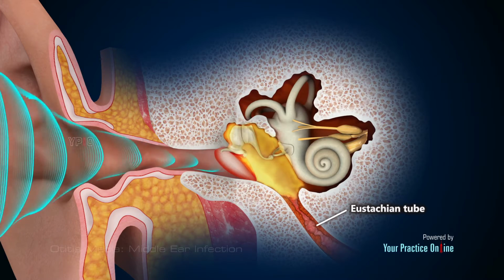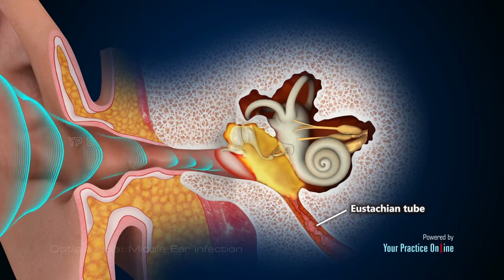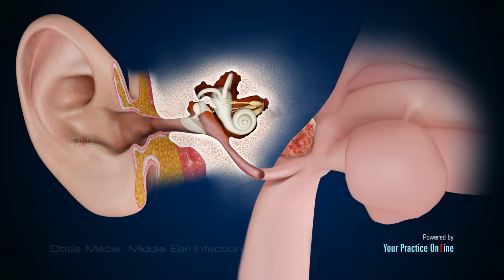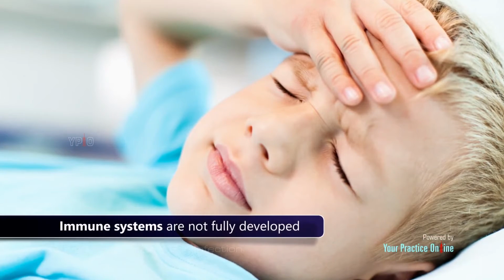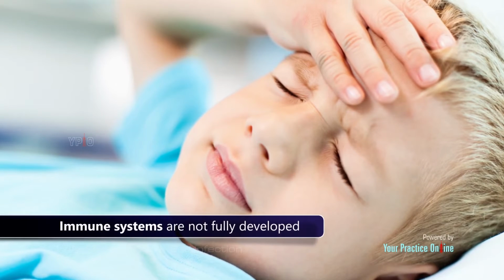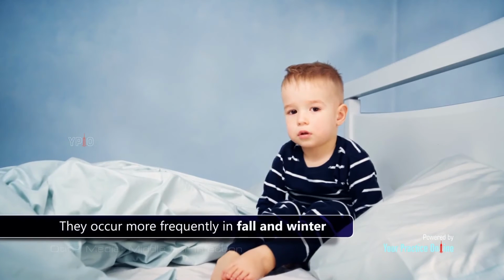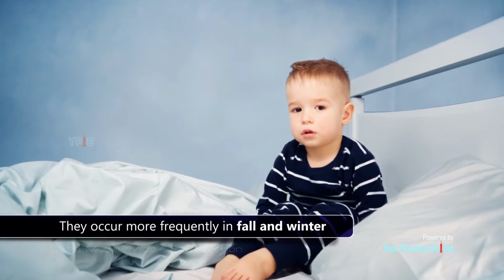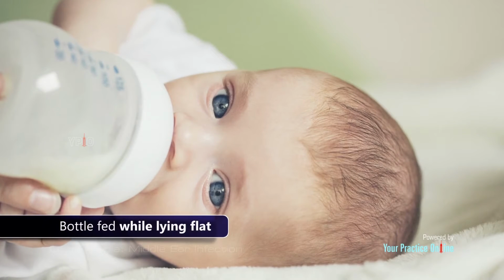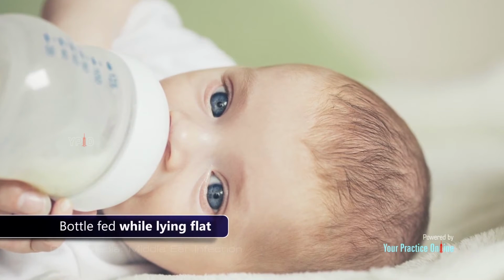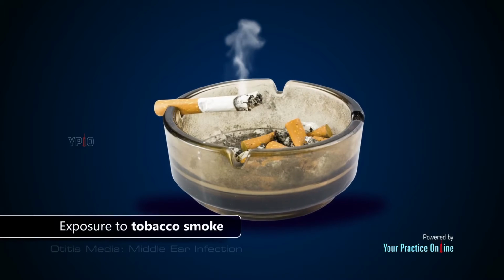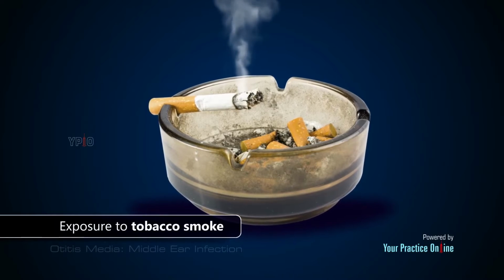Eustachian tubes in children are more prone to blockage due to their size and shape. Infection can lead to enlarged adenoid glands at the back of the nasal passages, which can also compress and block the eustachian tube. Ear infections are common in children as their immune systems are not fully developed. They occur more frequently in fall and winter. Infants who are bottle fed while lying flat can have fluid enter the middle ear, leading to infection. Exposure to tobacco smoke can also lead to an ear infection.